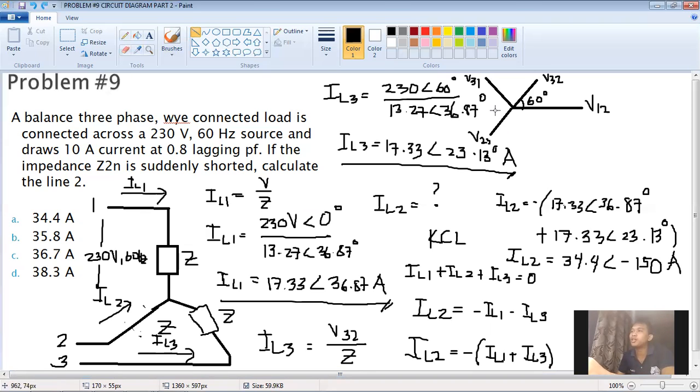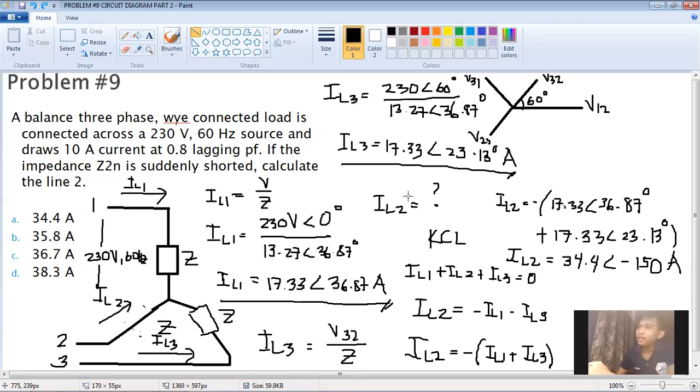But in this problem, we're just talking about the current in line 3. So in line 3, that will be V32, at an angle of 60 degrees. Upon calculation, that is 17.33 angle of 23.13 degrees amperes.